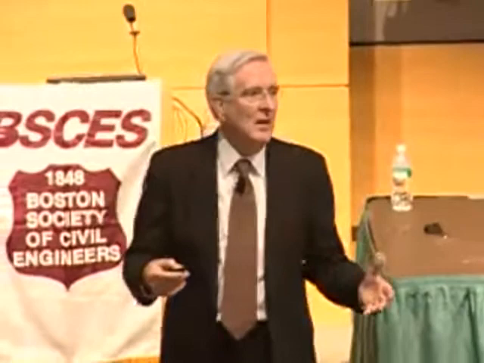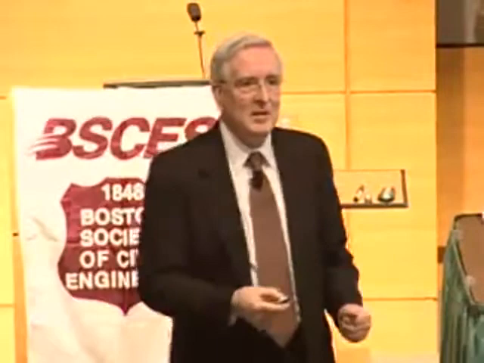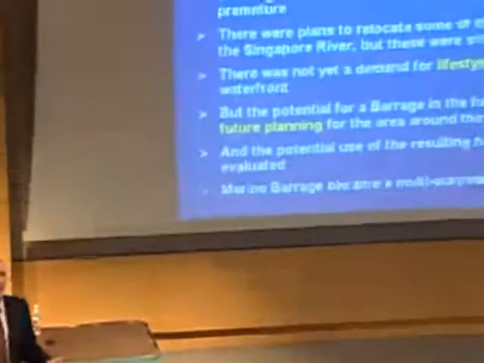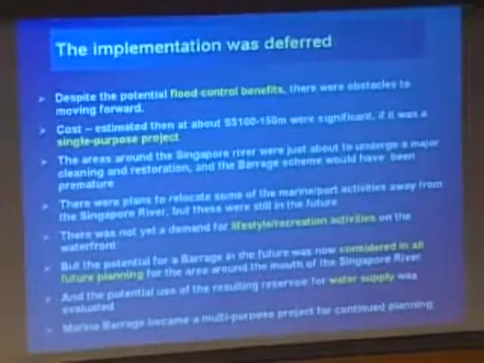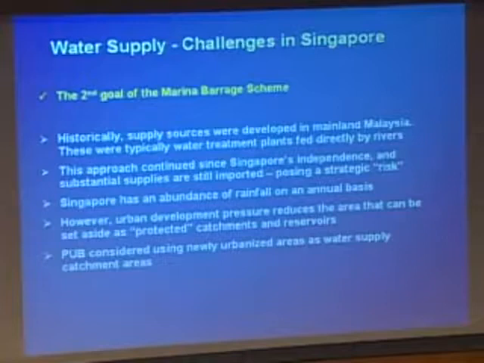So although they didn't move forward with the barrage, it was in their planning cycle, which sort of says you need to surface these things and work with agencies, recognizing it may take some time to get there. Also, the potential for water supply was evaluated. None of us thought of this as a source of water back in the mid-80s, but that was also being evolved, and it became a multi-purpose project for continued planning. So step by step, people were working on it. The second goal of the Marina Barrage scheme is water supply.